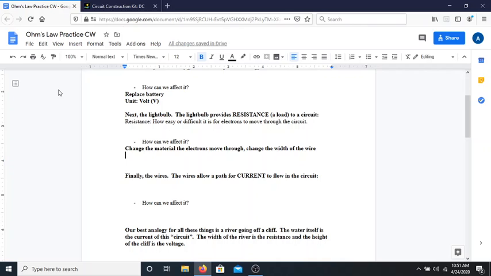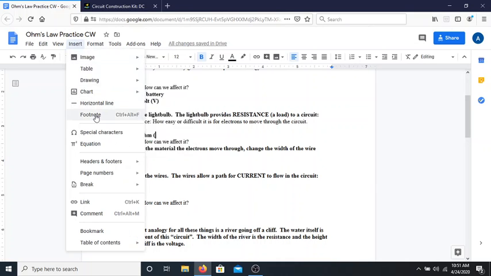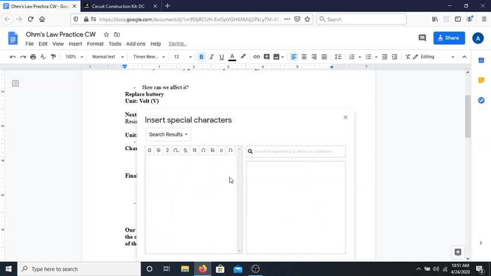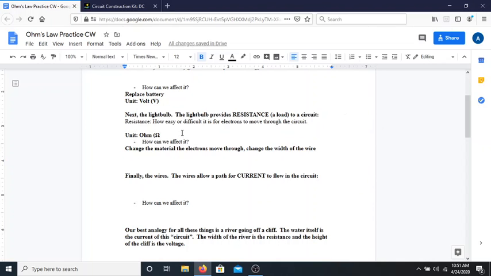And I do apologize, I'm going to go back to resistance real quick. The unit for resistance is the ohm, and that is a weird little symbol. It is shown by an omega. Okay, so that's the unit for resistance.